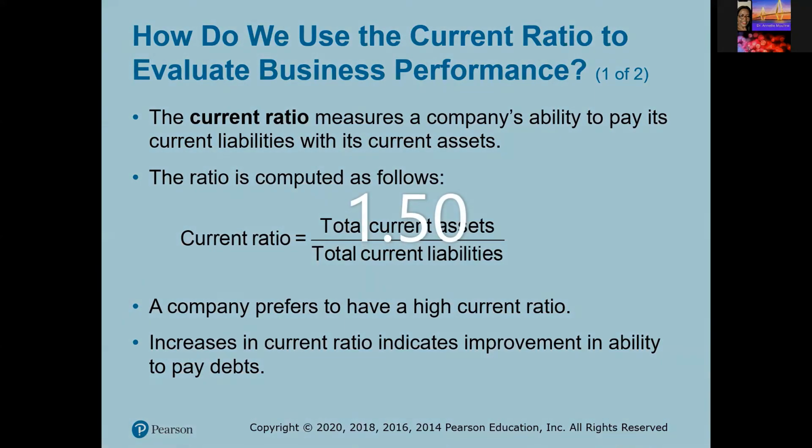So a strong current ratio is 1.5, which indicates that the business has $1.50 in current assets for every $1 in current liabilities. So a current ratio of 1.00 is considered low and somewhat risky.